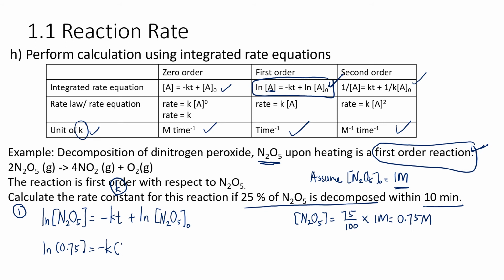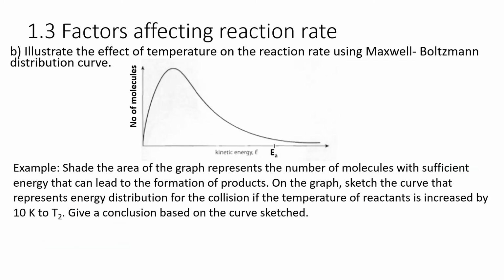So time is 10 minutes. Initial concentration is 1. So therefore the rate constant is equal to 0.02877 per minute. This is first order reaction. Therefore, the unit of rate constant is per time, so per minute. So 1.2, there are no C3, C4 learning outcomes, so we skip 1.2. We move on to 1.3, factors affecting reaction rate.